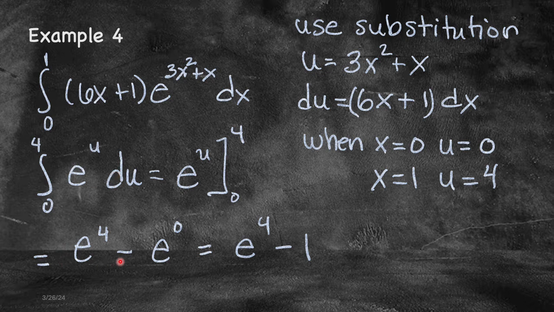So now when we actually go through and evaluate this, we know that the antiderivative of e to the u is e to the u. So we need to plug in 4 first. That gives us e to the 4, minus, then we plug in 0, which gives me e to the 0. And that gives me e to the 4 minus 1, because e to the 0 is 1. And I want to stress how important it is to always do the upper limit first. The order matters here.